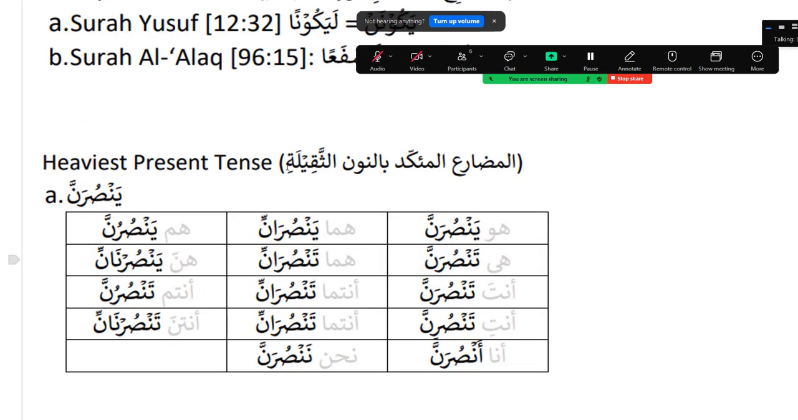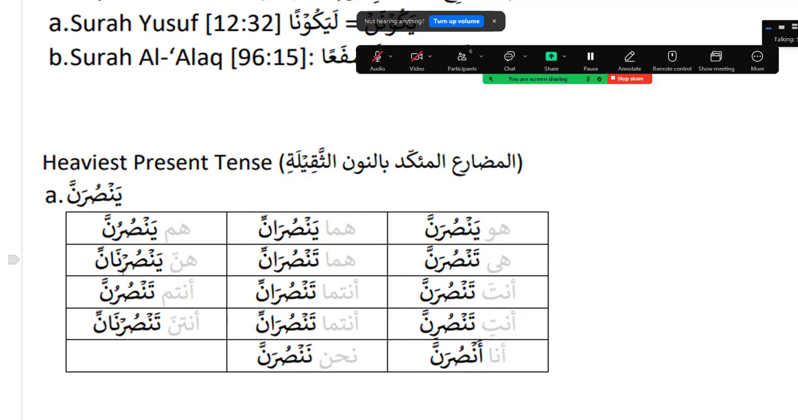The heaviest present tense, that is al-mudari al-mu'akkad bin noon al-thaqila, right? The heavy present tense. How do you get it? What is the normal present tense? Yansuru, yansurani, yansuruna, right? But with the noon of emphasis, yansuru becomes yansuranna. Yansurani becomes yansuranni. Yansuruna becomes yansurunna. And tansuru becomes tansuranna. Tansurani becomes tansuranni.